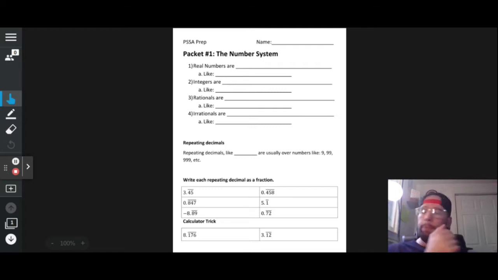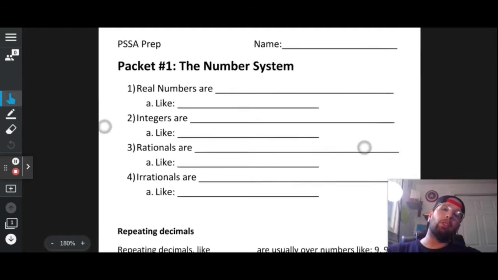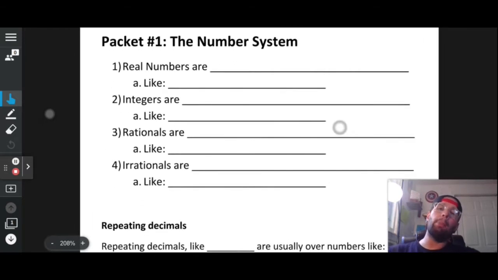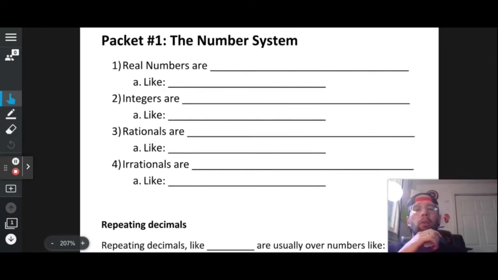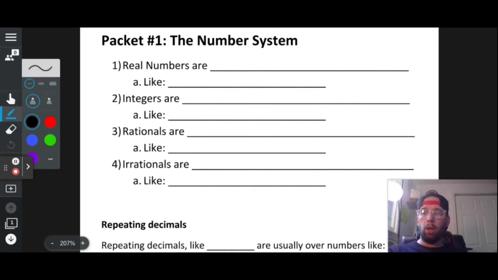So part one is the number system. We're going to talk about the number system, talk about square roots, irrational numbers, rational numbers, stuff like that. So let's talk about the primary names of stuff in the number system.